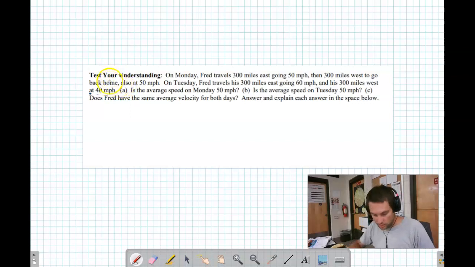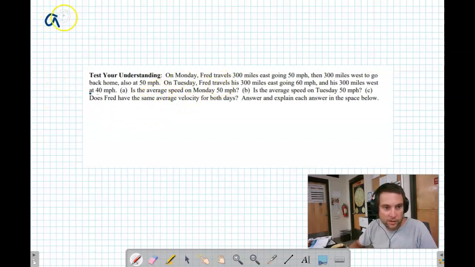All right, time for the exciting conclusion. We're going to finish up with this problem. On Monday, Fred travels 300 miles east, going 50 miles per hour, 300 miles west, going back home, and also at 50 miles per hour. On Tuesday, he travels 300 miles east, going 60 miles per hour, 300 miles west at 40 miles per hour. Is the average speed on Monday 50 miles per hour?